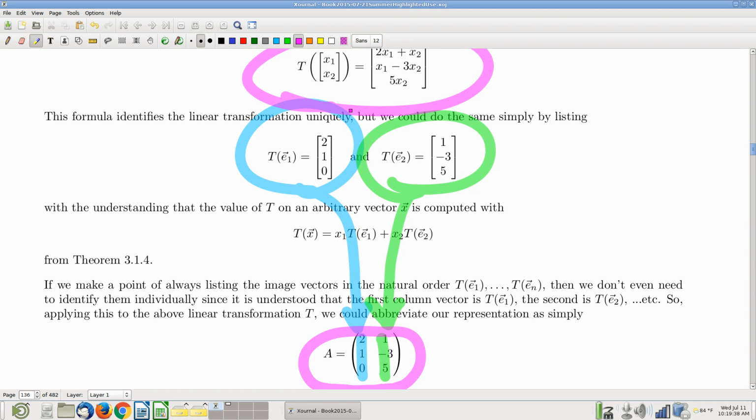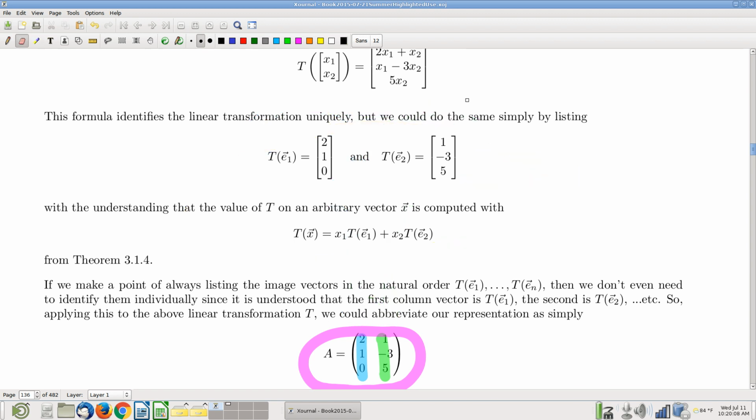But this little shorthand that I have down here, this little matrix with columns being 2, 1, 0 and 1, negative 3, 5, all the information that you need to reproduce that formula for the linear transformation is right there. The first column, by convention, is the image of the first standard basis vector, the second column is the image of the second standard basis vector, and linearity combining with those, you reproduce that formula. Everybody on board?